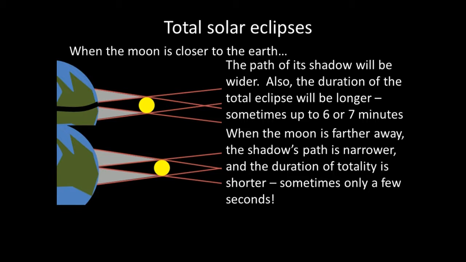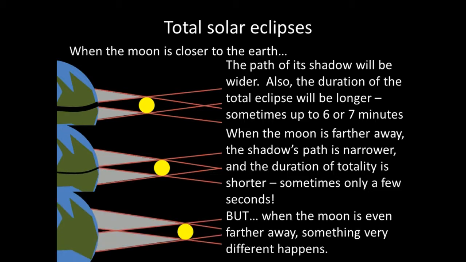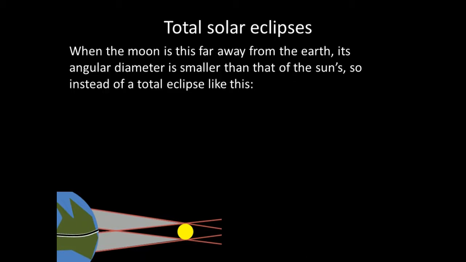When the moon is farther away, the shadow path is narrower and the duration of totality is shorter, sometimes only a few seconds. But when the moon is even farther away, something very different happens. When the moon is that far away from the Earth, its angular diameter is smaller than that of the Sun's.